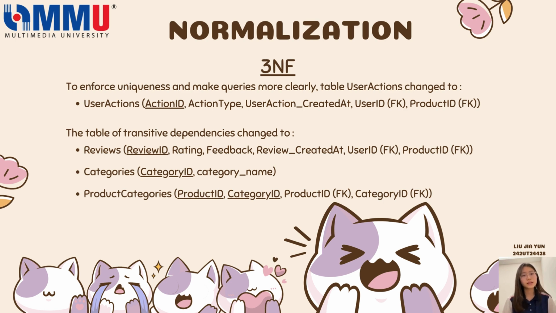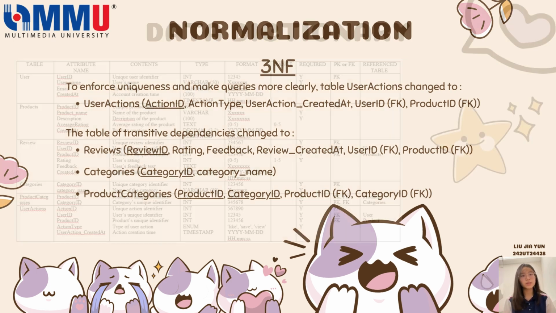And the third table is categories. As category name is not suitable to use as the primary key, category ID is introduced as the primary key. The last table is the product categories table. Since the product ID and category ID are linked to and taken from the products table and categories table, they become the foreign keys and are suitable to become the primary key.